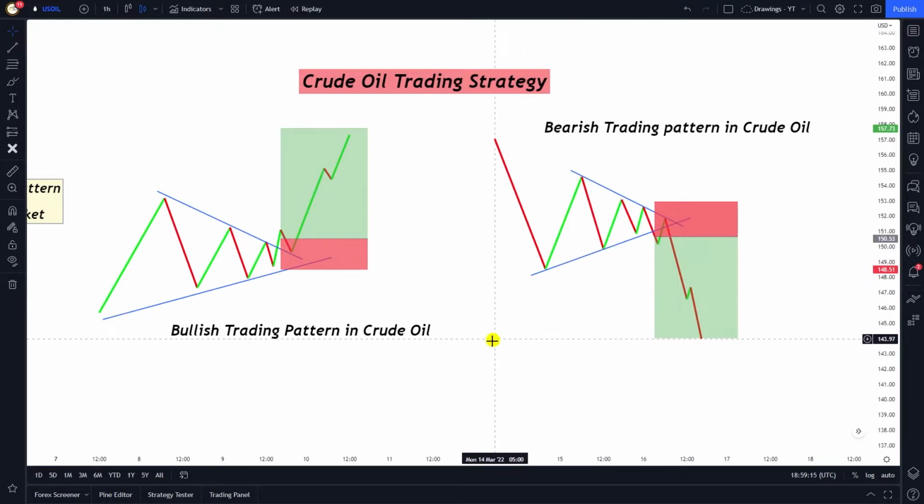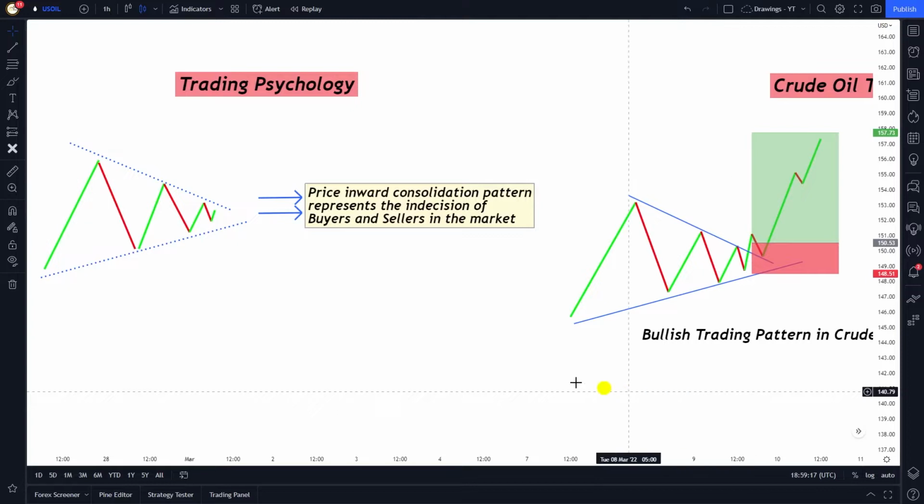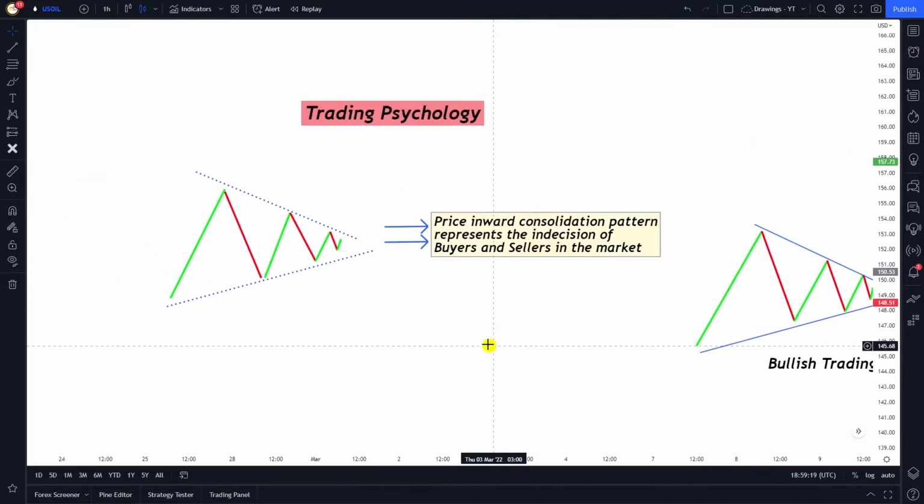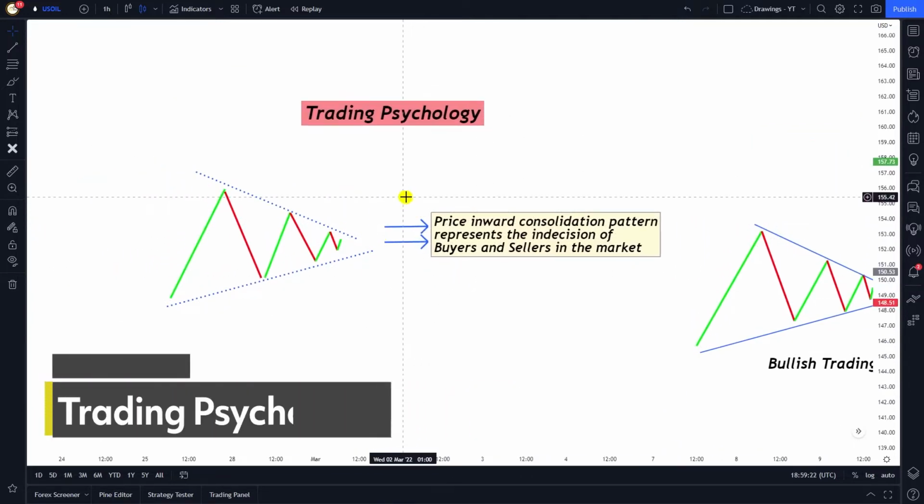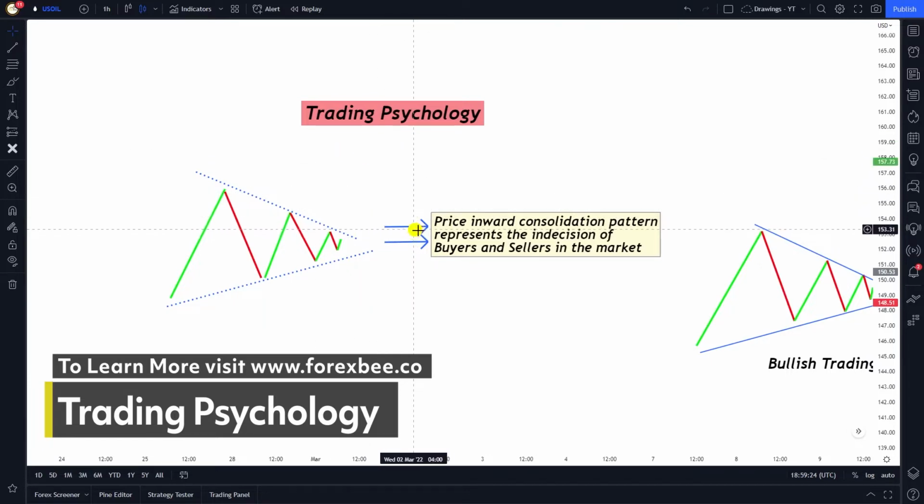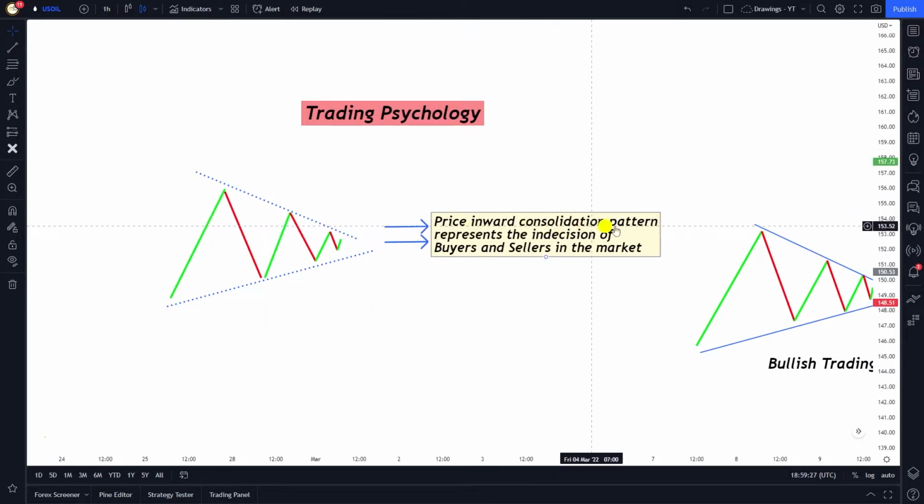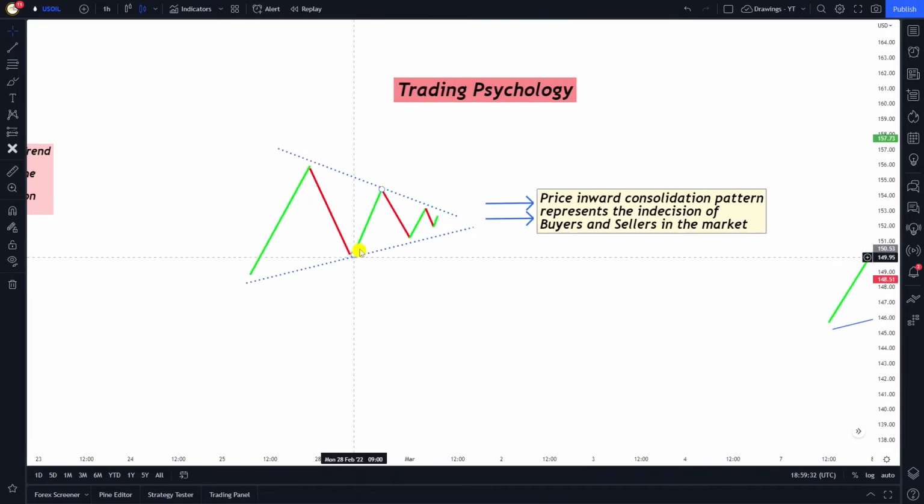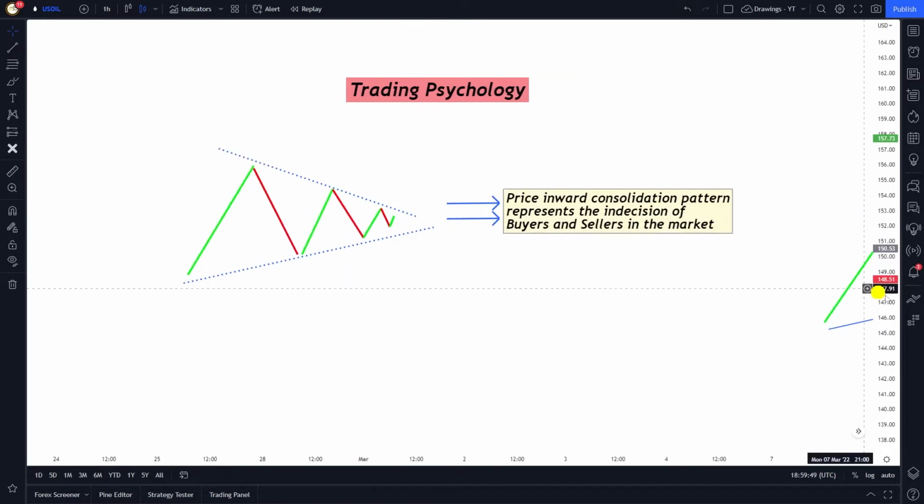One thing you should keep in mind is that you should understand how this triangle pattern works. As you can see here, the price is consolidating inward. Every next candle or every next swing is smaller than the previous swing. This consolidation of the price towards this point represents indecision in the market, because the buyers and sellers are not able to take control of the market.